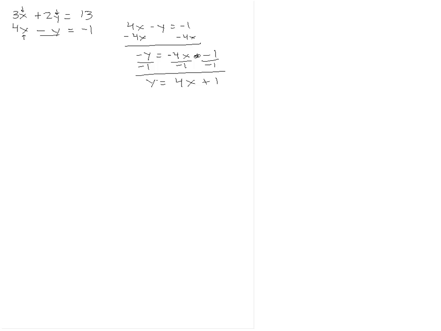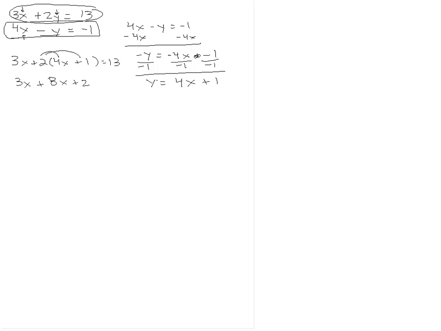Now, I used this one to isolate, so I use this one to substitute. So 3x plus 2, and instead of y, we're going to put what y is now, and y is now 4x plus 1. So now I only have one variable. Distribute. I get 8x plus 2 equals 13. Combine 11x plus 2 equals 13. Move the 2 over. 11x equals 11. So x equals 1.